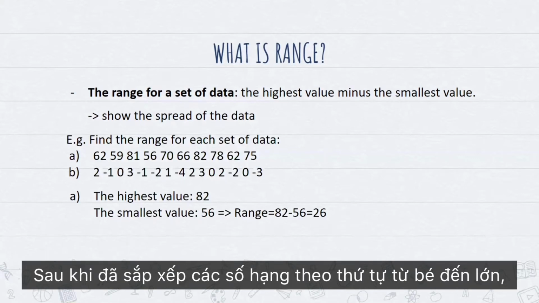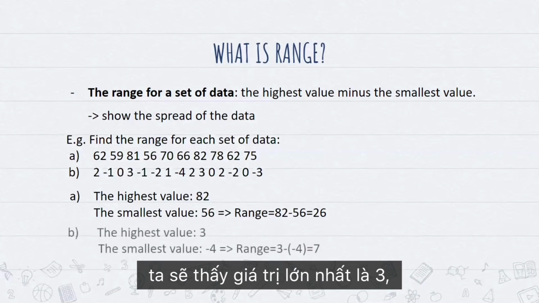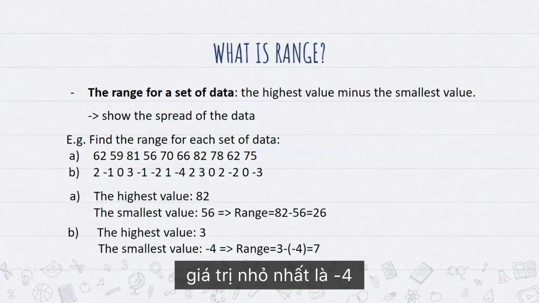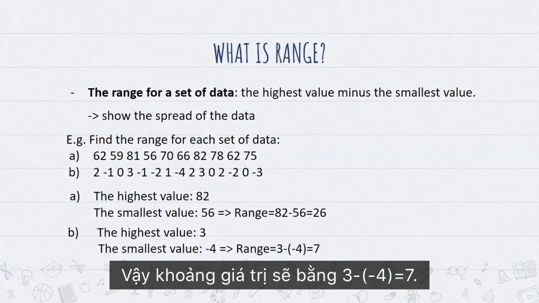Do the same thing with example B. After you arrange the terms, you're gonna see the highest value is 3 and the smallest value is -4. So the range is 3 minus -4, which is equal to 7.